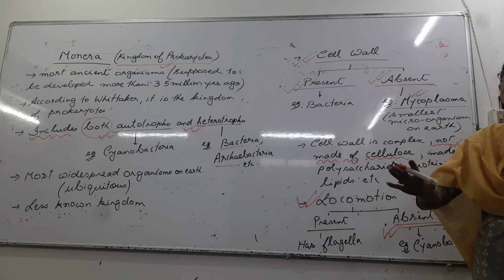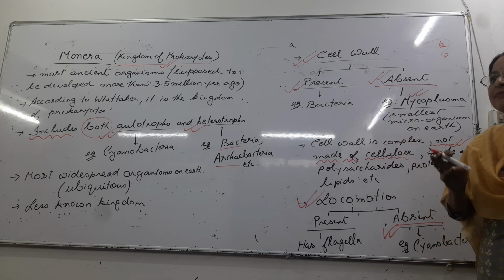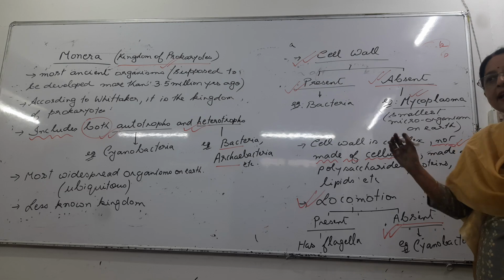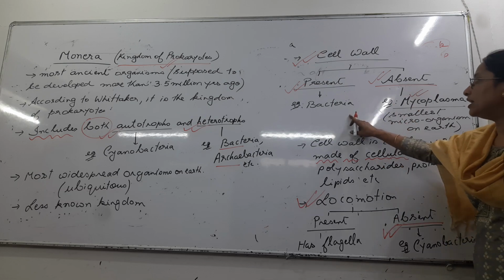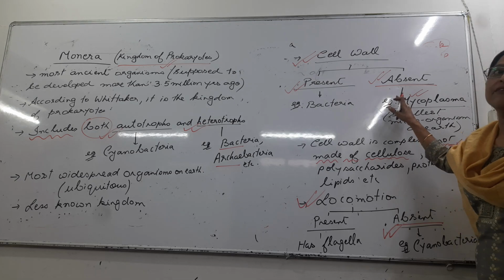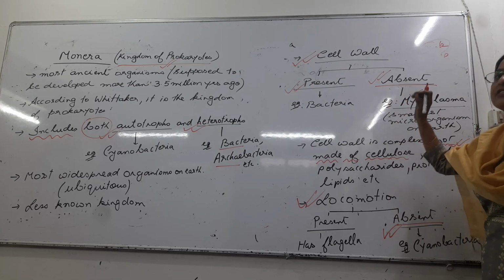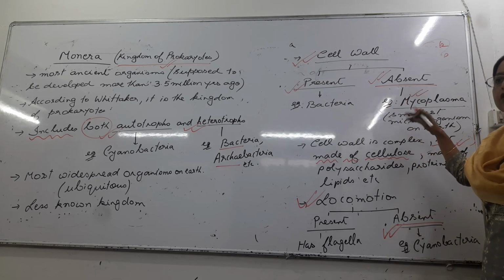Mycoplasma Monera te ase. Mycoplasma ki hoy? Eta organism. Archaebacteria ki hoy? Eta organism. A organism belongs to which kingdom? Monera. So, example of a Monera that has a cell wall, that does not have a cell wall. So, mycoplasma does not have a cell wall. And mycoplasma tolot ki likhisu?